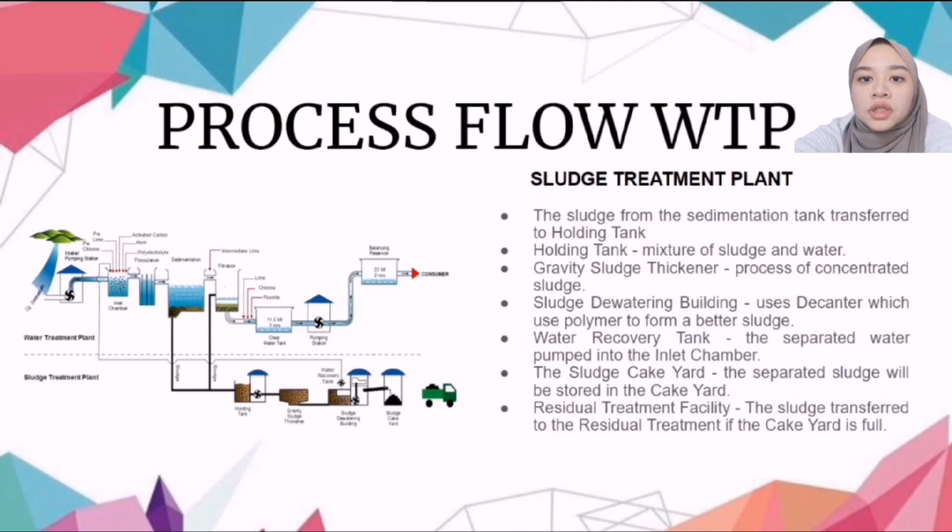The sludge will go into the sludge keg yard. All the sludge that has been dewatered is stored at the covered keg yard, and when it is full, all the sludge will be sent to the residual disposal area.